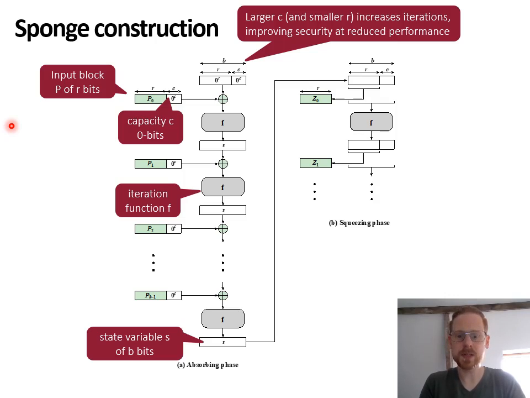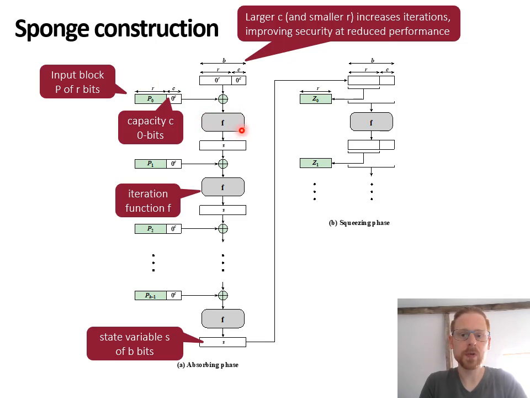Therefore, increasing the size of the capacity C will increase the number of rounds that have to be performed as there will be more blocks. The algorithm, the sponge construction, starts with an empty block of B bits, where B is the sum of R and C. So in the case of SHA3, this is 1600 bits. These bits are combined with our first block P0 and C0 bits, so that the size of this is also B. They are combined using an exclusive OR function.